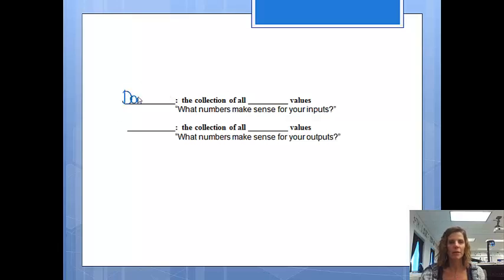The domain is just the collection of all input values. If we're given a table, it's going to be all of those x values. If we're given a story problem or looking at a graph, we might ask ourselves the question, what numbers make sense for our inputs? And then the range is the collection of all output values. If we have a table, it's generally just the y values, and we look at what numbers make sense for our outputs.